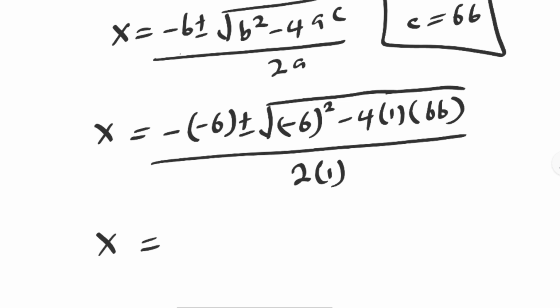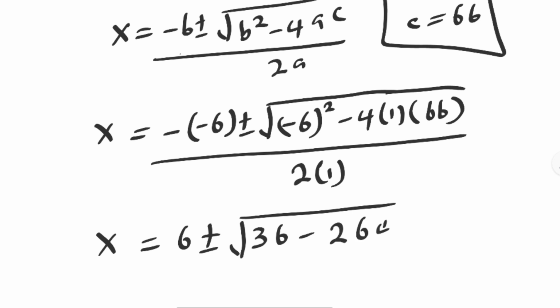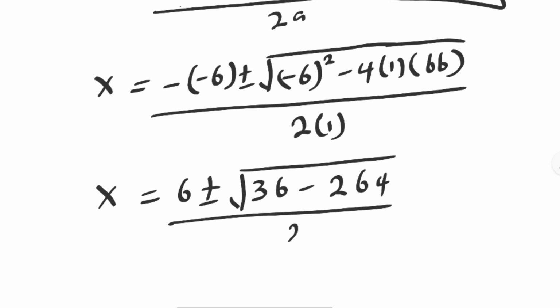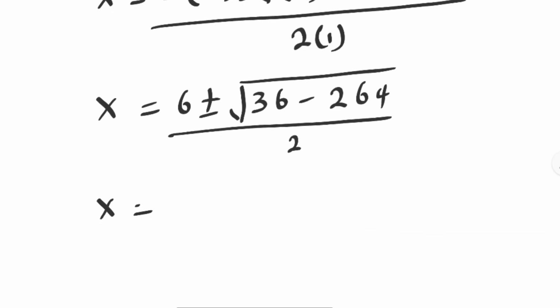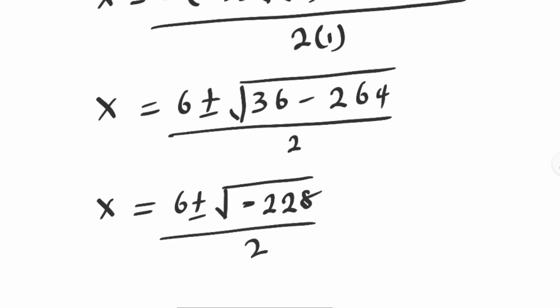x is equal to minus times minus 6, that is plus 6, plus or minus square root of minus 6 squared, that is 36, minus 4 multiplied by 1 multiplied by 66, that is 264, divided by 2 multiplied by 1, that is 2. x is equal to 6 plus or minus square root of 36 minus 264, that is minus 228, divided by 2.